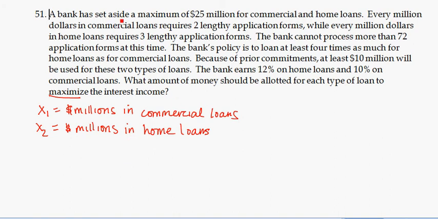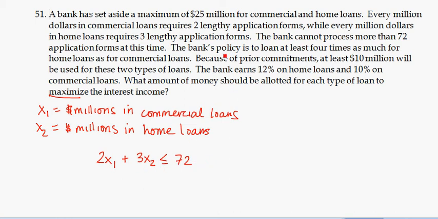Since every $1 million in commercial loans requires 2 lengthy application forms, and every $1 million in home loans requires 3 lengthy application forms, and the bank cannot process more than 72 applications at this time, we're going to have this constraint: 2x1 plus 3 times x2 has to be less than or equal to the 72 applications we can do. So there's our constraint on the number of applications.